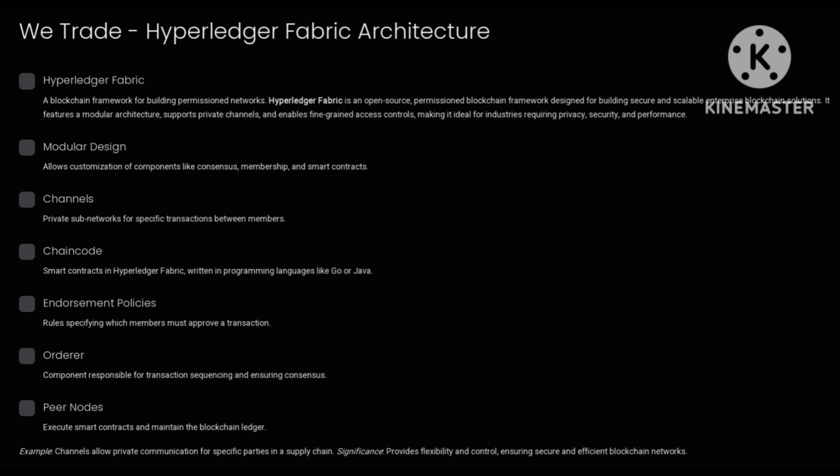Hyperledger Fabric is a permissioned blockchain framework tailored for enterprise solutions. Unlike public blockchains like Bitcoin, it focuses on privacy and security, enabling organizations to build networks where members are known and trusted. For example, in a supply chain, you can ensure that only relevant parties can access specific data.